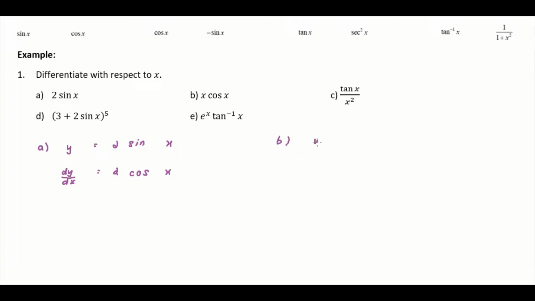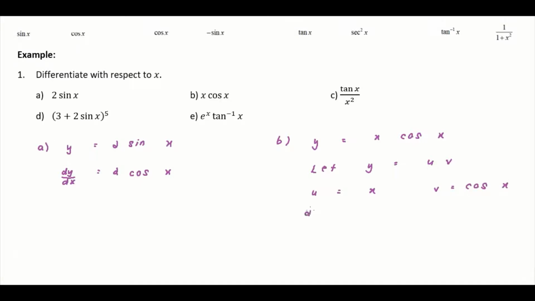So let's move on to B. B, y equals x cos x. You can see this one, we can't actually expand it, because you are not going to put another x into the cos function, right? So this is a uv form. So let y equal uv, and we try to do the product rule. So u equals x, then v equals cos x.